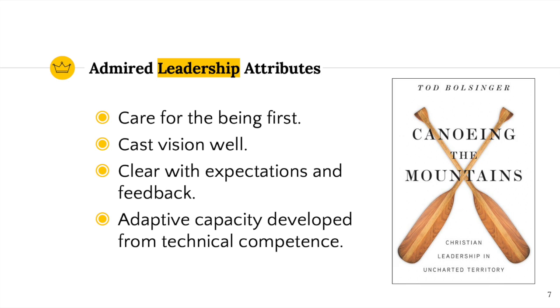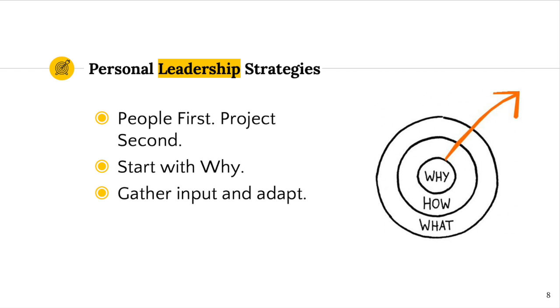It uses the analogy of Lewis and Clark, and how when they hit the Rocky Mountains, they had a choice. They could either try to canoe up the mountains, or they could set their canoes aside and lead differently. And I think the thing that made Lewis and Clark successful, at least according to this author, is they had proved their technical competence on the map, so that when they went off the map, the people that were following them trusted them. And I think that's something that I really admire in the leaders that I follow.